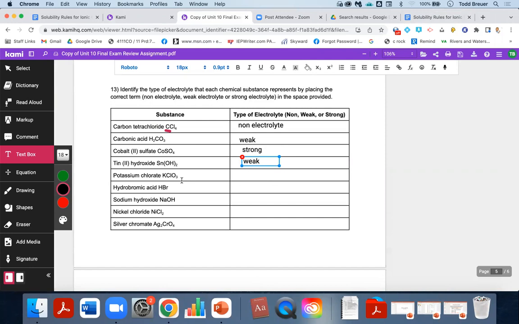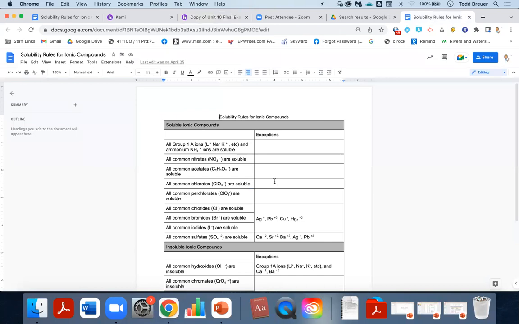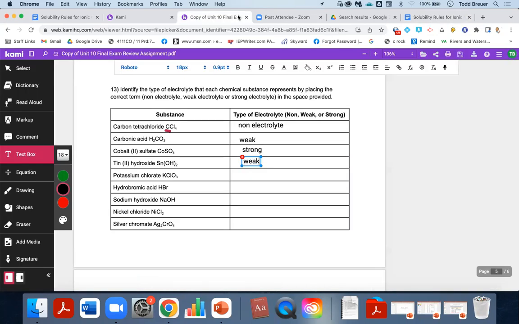Potassium chlorate. So that starts with a metal called potassium. That's not going to be a non-electrolyte then. That's an ionic compound. Let's look at our solubility then. So what's solubility say about chlorates? Basically, it says all chlorates are soluble. So that's going to make a very good electrolyte. That'll be a strong electrolyte as a result. So we will call potassium chlorate a strong electrolyte.